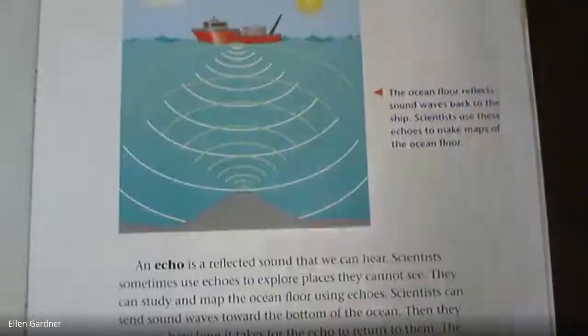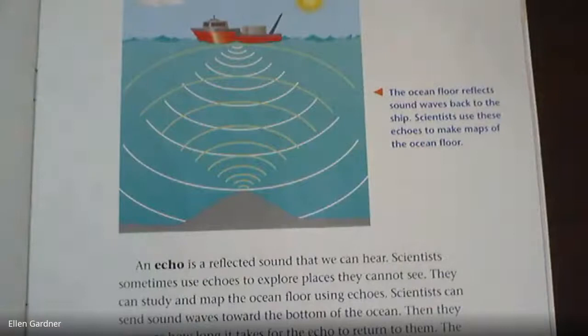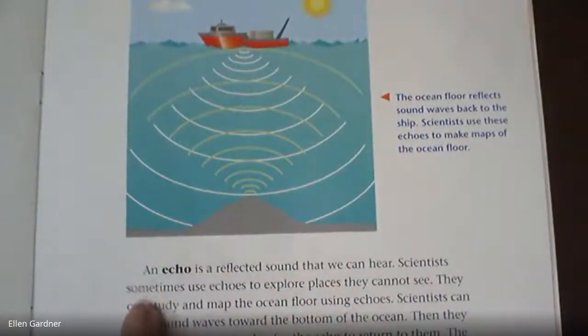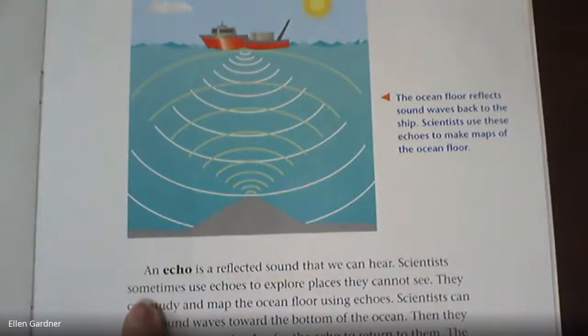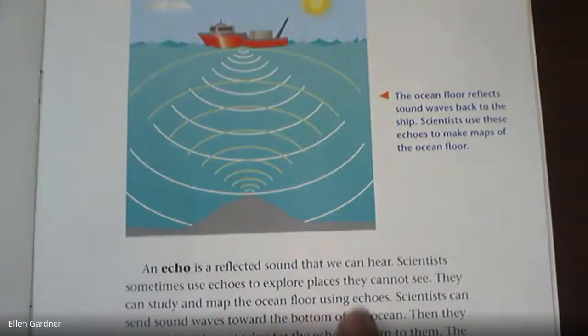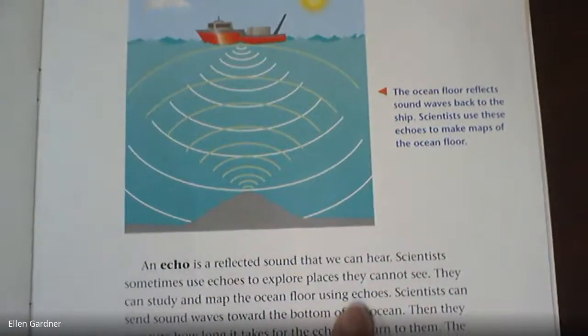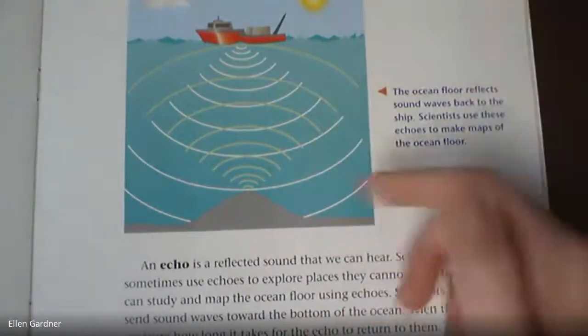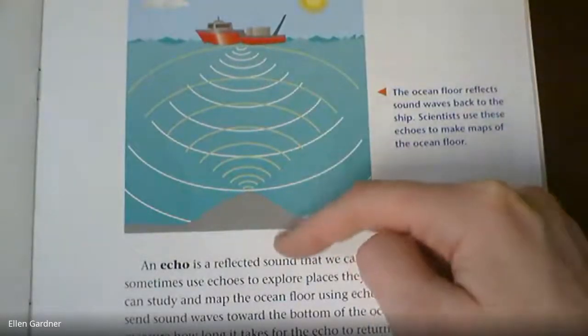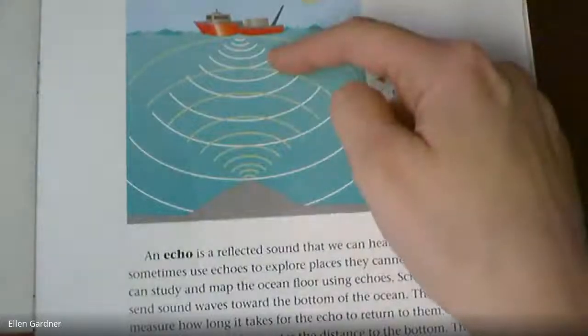Okay, now here is another way of reflecting. An echo is a reflected sound that we can hear. Scientists sometimes use echoes to explore places they cannot see. They can study and map the ocean floor using echoes. Scientists can send sound waves toward the bottom of the ocean. Then they measure how long it takes for the echo to get back to them.